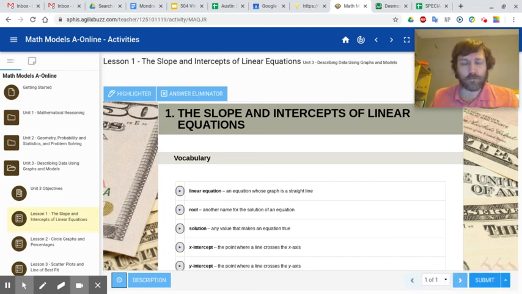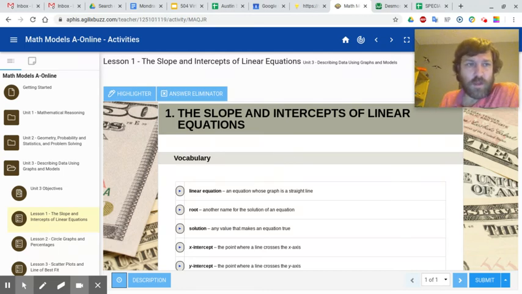All right, this is a video for Math Models Lesson 1 of Unit 3. Unit 3, Lesson 1 of Math Models. And it's pretty much an overview of linear functions and specifically what the slope and intercept are.